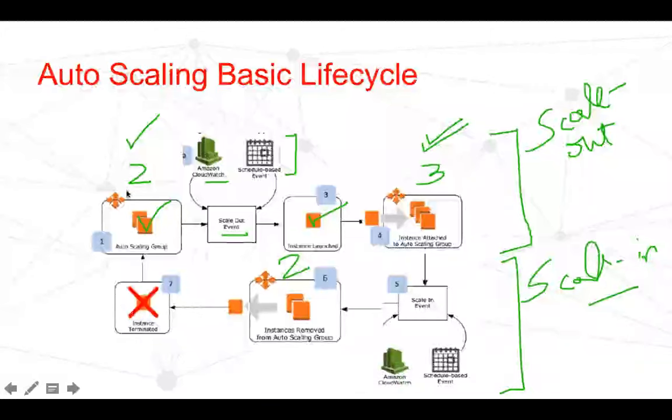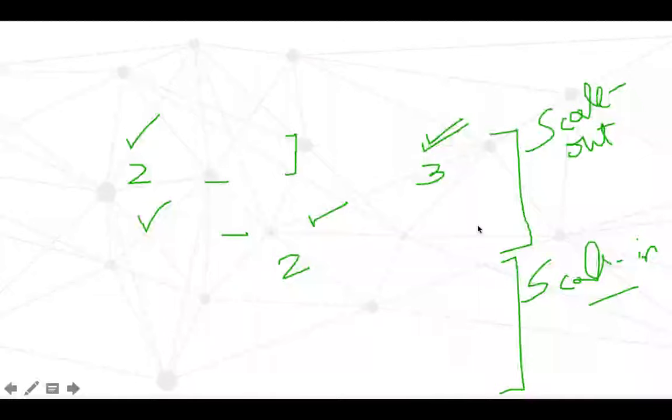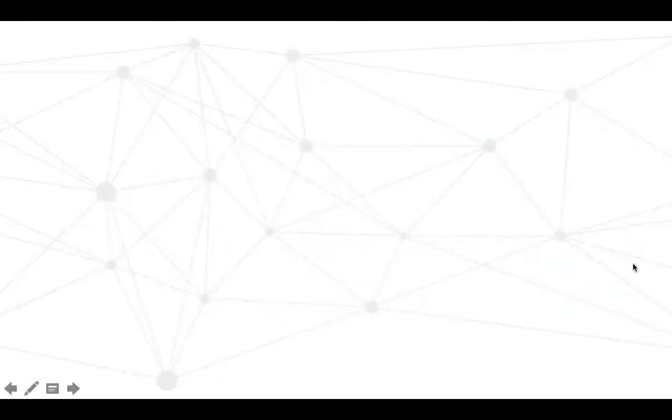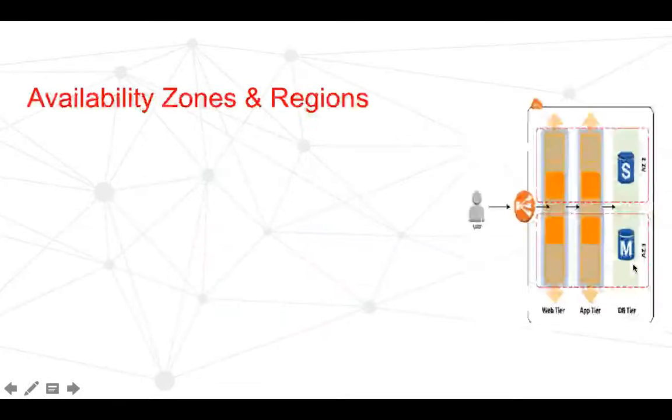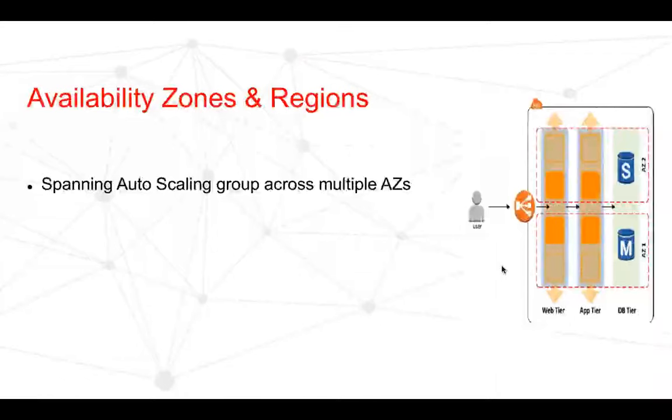All right. So let's move forward now. You have to keep one thing in mind. Auto scaling is restricted to a region, which means an auto scaling group will span across your instances in different AZs within a region. An auto scaling group will never span across different regions, right?